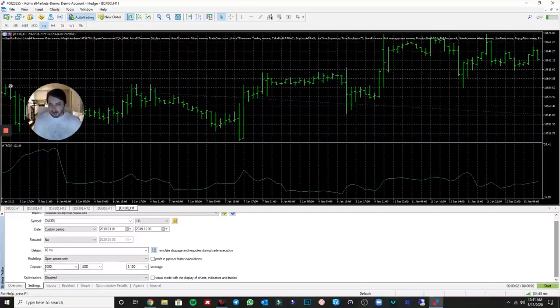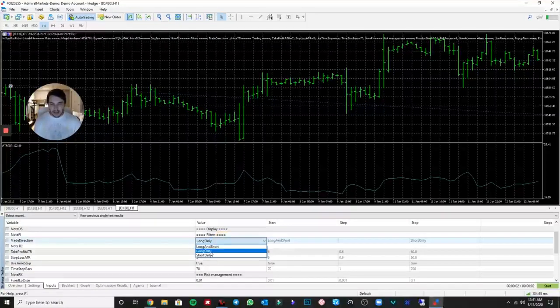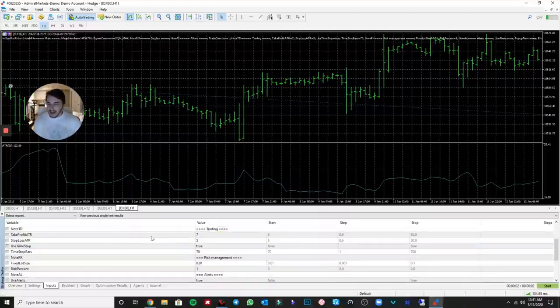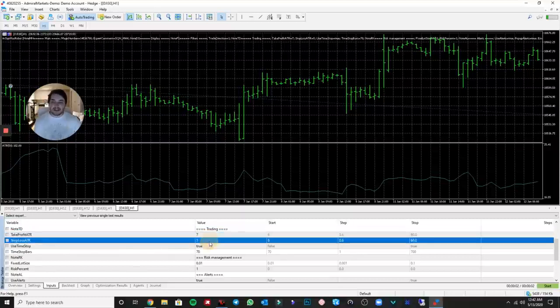And here we are. We're going to have, let's say, a $1,000 account. For the inputs, you want to scroll up and change this to long only. So for trade direction, you're going to double click and click on long only. And then for take profit ATR, you're going to set that to 7, and the stop loss ATR, set that to 5.